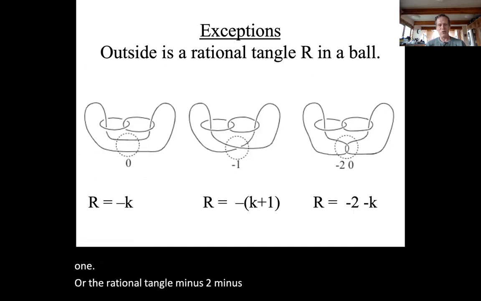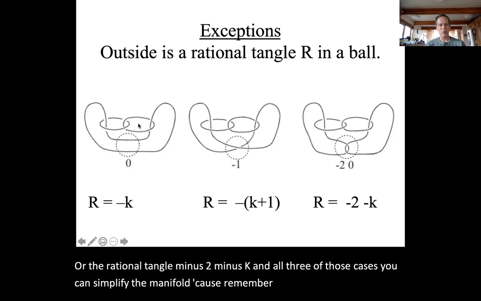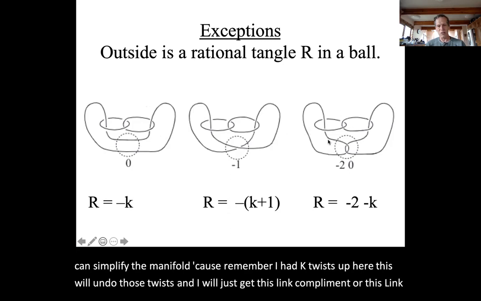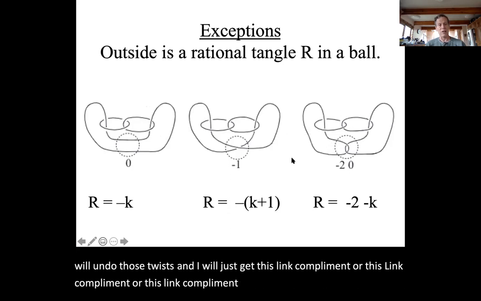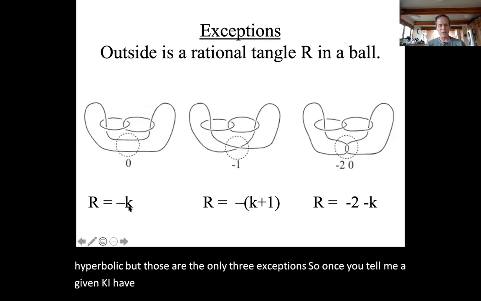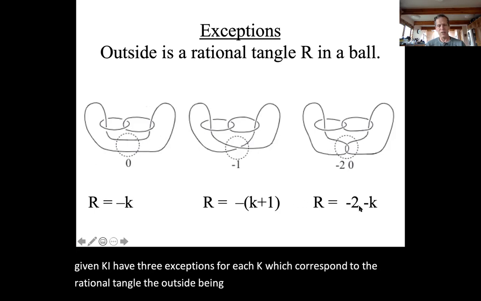In all 3 of those cases, you can simplify the manifold, because remember I had K twists up here. This will undo those twists, and I will just get this link complement, or this link complement, or this link complement, all of which are in fact not hyperbolic. But those are the only 3 exceptions. So once you tell me a given K, I have 3 exceptions for each K, which correspond to the rational tangle of the outside being -K, -K plus 1, or -2 minus K.